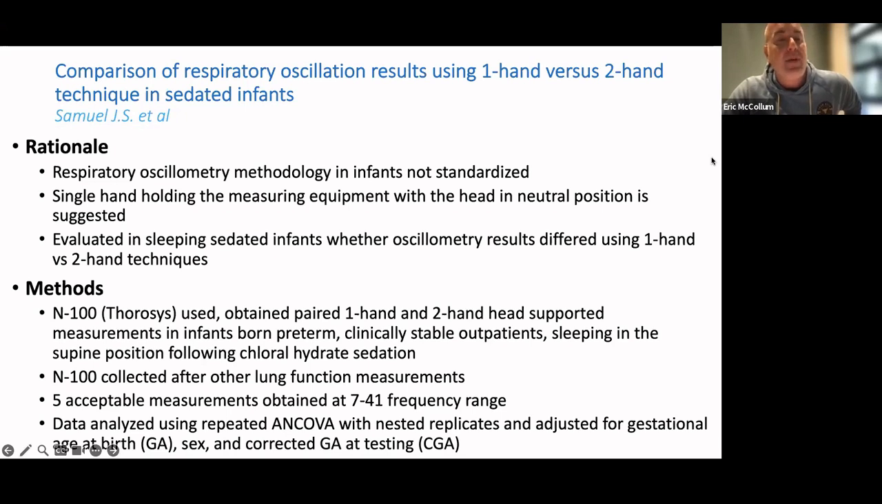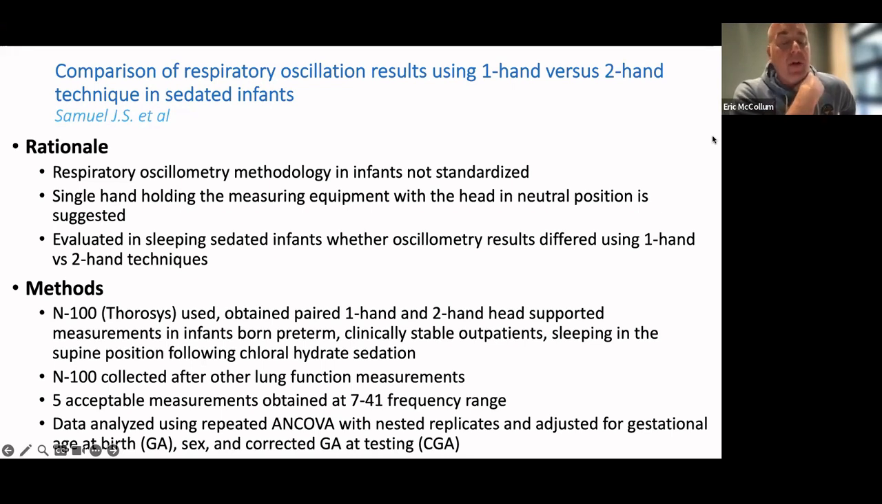Essentially what they did is evaluate, in sleeping sedated infants, whether oscillometry results differed using a one-hand or two-hand technique. They used the N100 for thoracists, and they obtained paired one-hand and two-hand head-supported measurements in infants who were preterm, clinically stable in an outpatient context, sleeping in the supine position following chloral hydrate sedation. They did a whole battery of lung function tests on these kids that required chloral hydrate, and that's why that's in there.